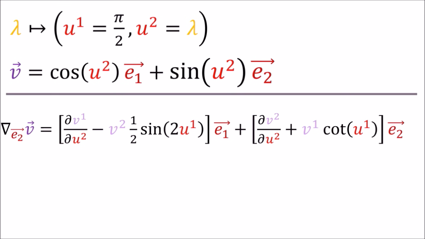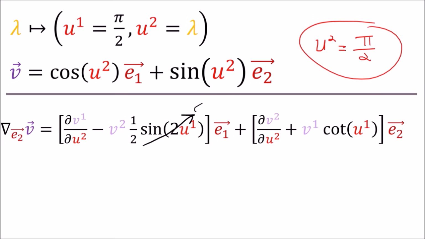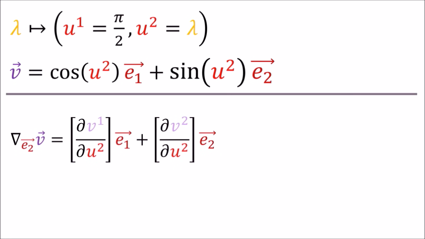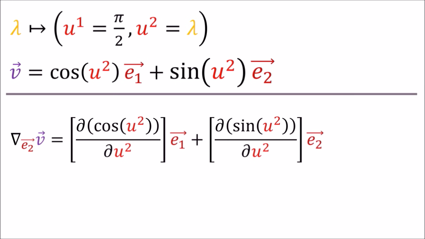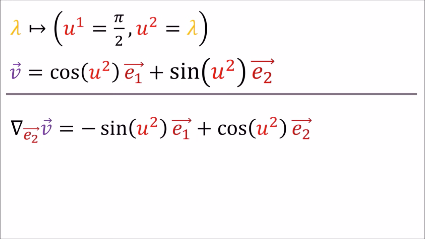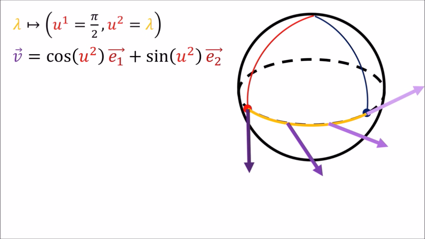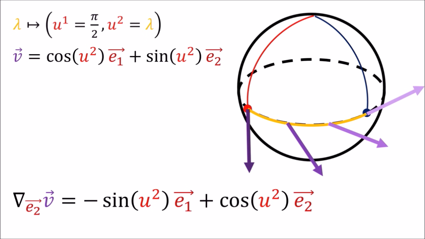So given this curve and this vector field, we can take the covariant derivative. So since u1 is always equal to pi over 2, this gives us sine of pi, which is 0. And this gives us cotangent of pi over 2, which is also 0. So we're left with this very simple formula, and plugging in the first and second components of v, and then taking the derivatives, gives us this. So you can see that the covariant derivative along the equator is in fact non-zero.